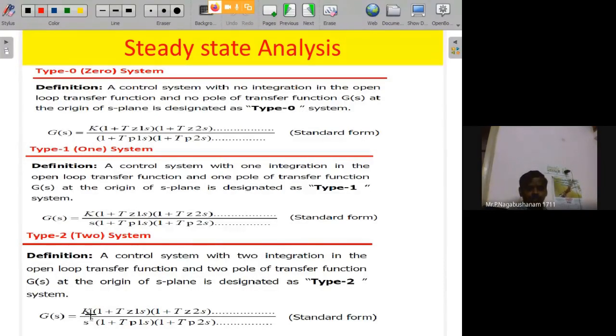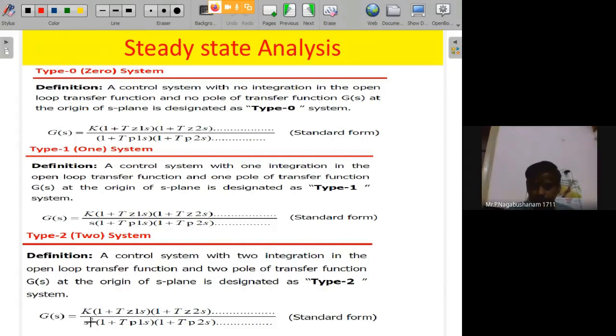In time constant form, it is 1 plus, 1 plus, 1 plus, 1 plus. You don't bother about Z1 into T, or the multiplication of S here. It will not play any role. I just want the K value and the number of poles at origin. Okay, this is type 0, type 1, type 2.